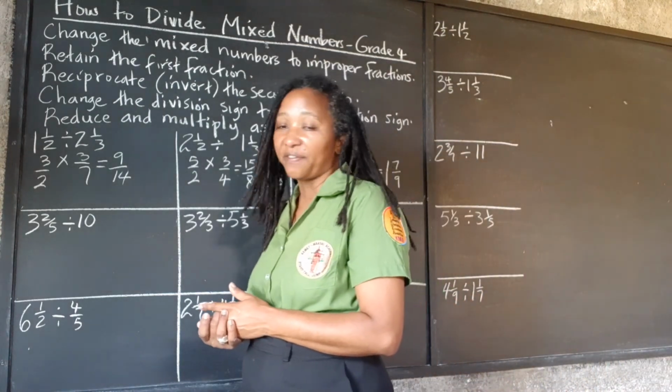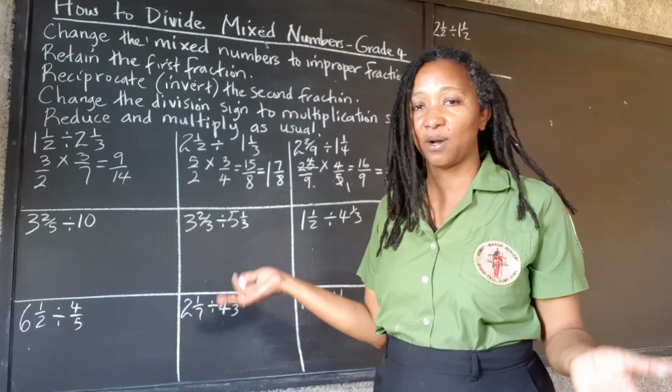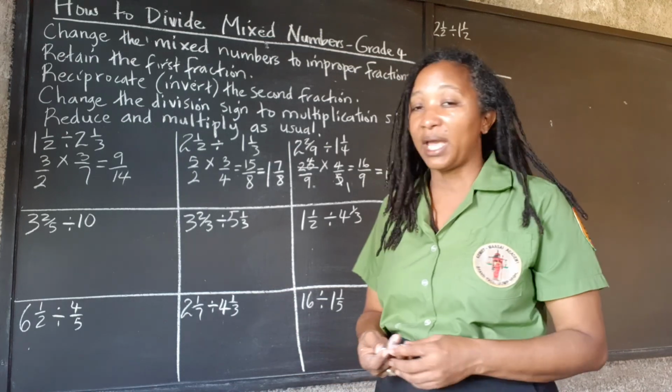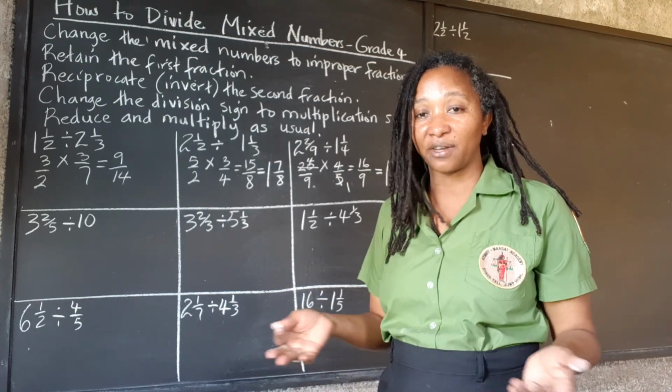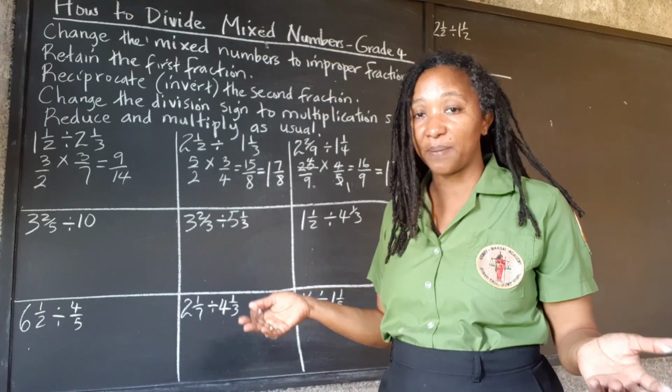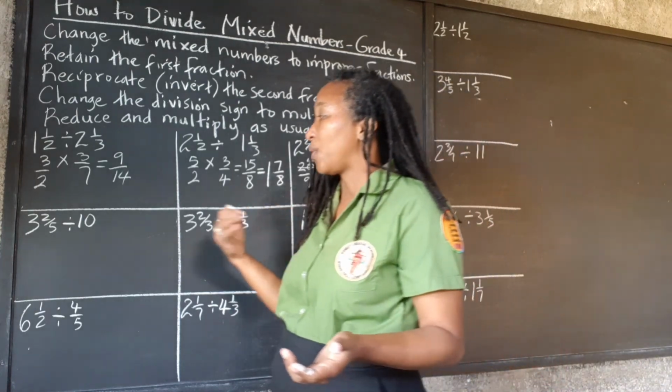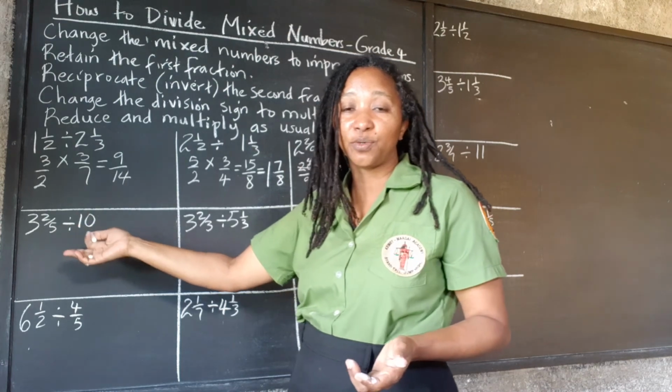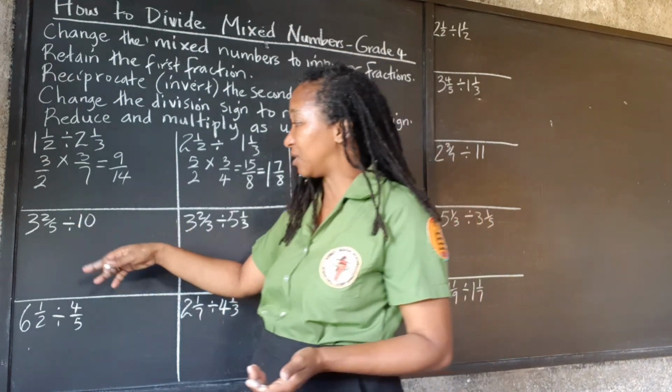3 and 2/5 divided by 10. So the 10 is a whole number, but remember, any whole number can be expressed as a fraction itself over 1. 10 over 1 is the same as 10. So we only have to change the 3 and 2/5 to an improper fraction.